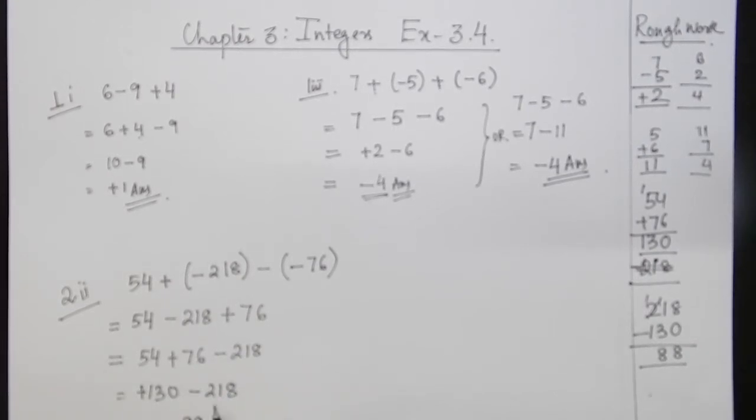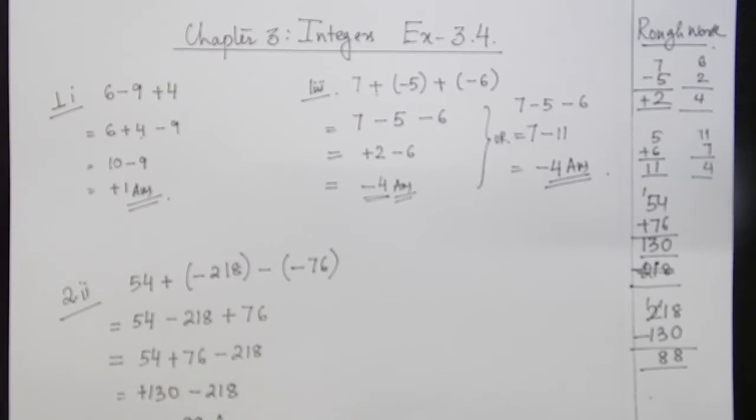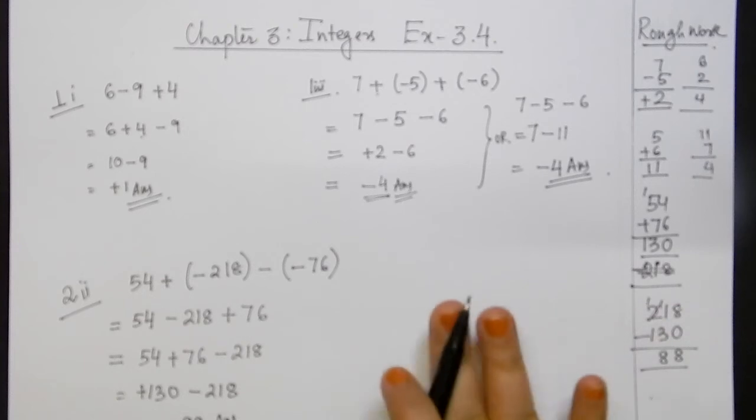And what will be the sign? What is the sign of the greater number? This is the greater one. It has a negative number, so this will also be negative. Okay, you can do these calculations in the fair.